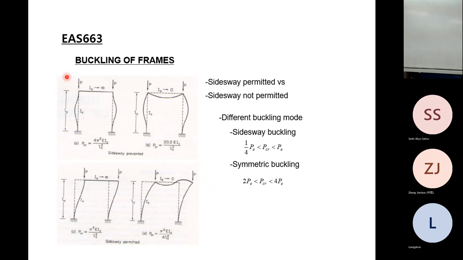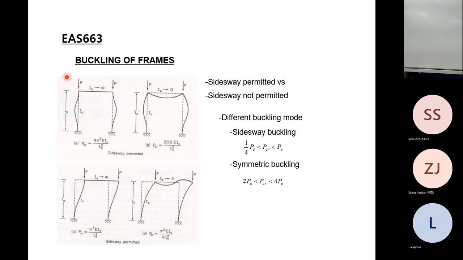Now we are going to look at the buckling load and also the buckling mode of the whole frame, which is not an individual column. But of course, the buckling load of the whole frame will be affected by some of the individual members. Maybe one member buckles, maybe two members buckle at the same time, maybe part of the member buckles first.